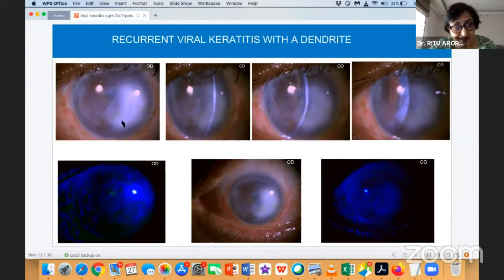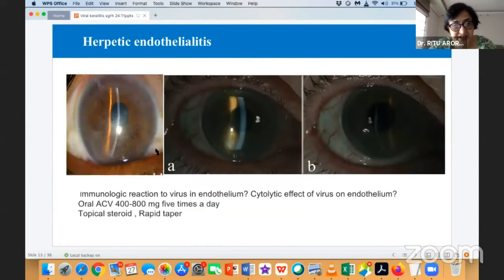Recurrent viral keratitis may present to us with a dendrite at times, and it has to be treated. Herpetic endothelitis may present in this form when there is a deep stromal edema, and as you can see, they have KPs, which we see on the indirect illumination, whether it is an immunological reaction to the virus or a cytolytic effect of the virus on the endothelium. We treat these patients by giving oral antiviral, 400 or 800 mg 5 times a day, with steroids when they're stain negative, which they usually are.